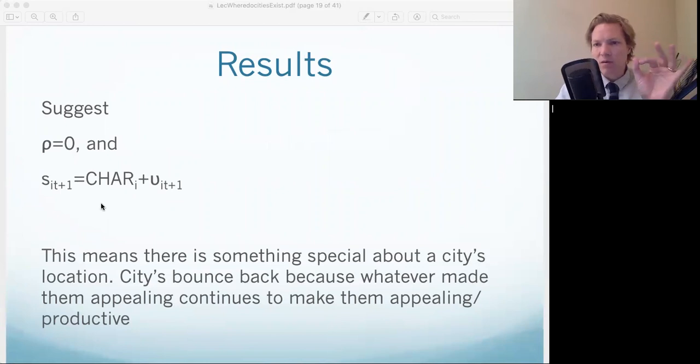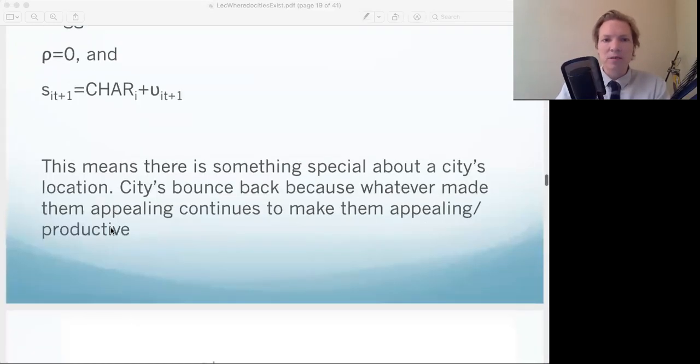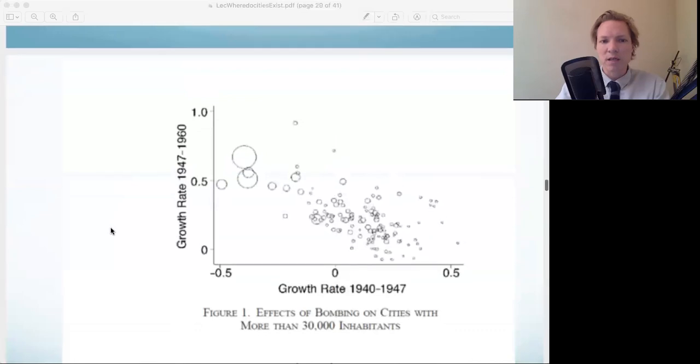The fundamental characteristics of cities is what mattered. What they saw was that cities bounced back. Those cities that were bombed the most bounced back the most, which suggests it's the underlying characteristic of the city that mattered. Cities that are situated in good areas that are beneficial for trade or close to resources bounce back to their former populations. Those negative shocks did not persist.